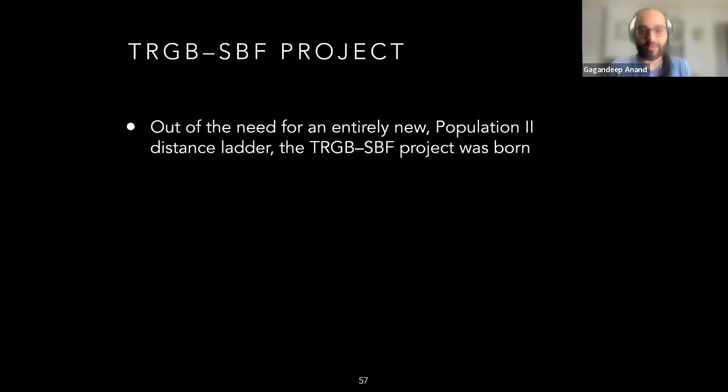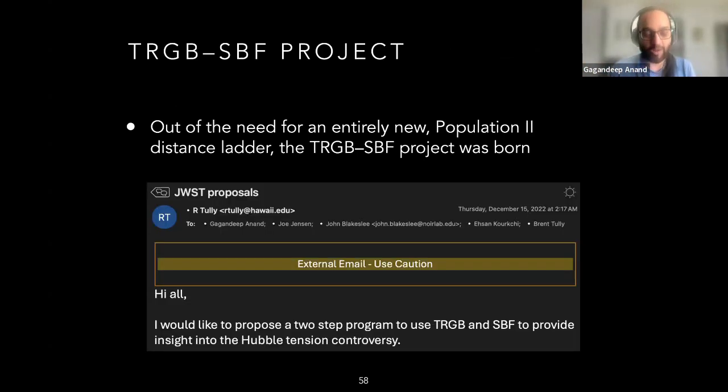And so out of the need for an entirely new, what we're calling a population 2 distance ladder based entirely on old stars, the TRGB SBF project was born. I like to point to this email by my PhD advisor who kicked things off. "I would like to propose a 2-step program." It turns out it takes a little bit more than 2 steps, but the idea is to use TRGB and SBF to provide insight into what's going on with the Hubble tension.